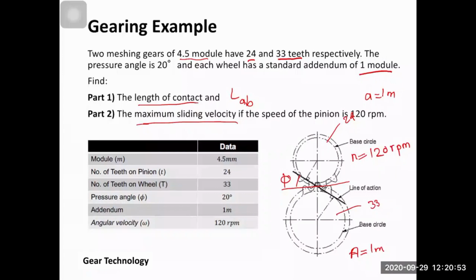So what we have here, again, is the module as 4.5 millimeter. We have the number of teeth on the pinion as 24 and the number of teeth on the gear as 33. The pressure angle is given as 20 degrees. The addendum is 1 module. This is not 1 meter. This is 1 times the module, which is 4.5 millimeter. The angular velocity of the pinion is 120 RPM.